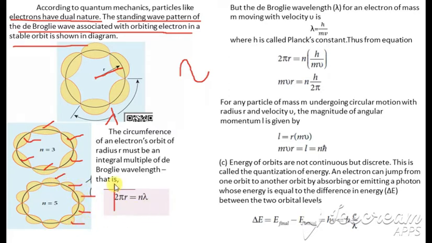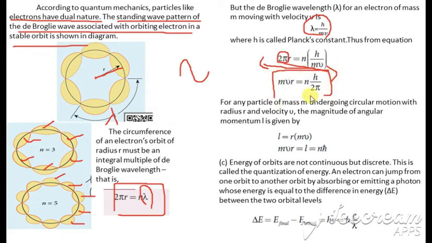It is given by 2 pi r is equal to n lambda. We know from the de Broglie hypothesis that lambda is equal to h by mv. So we substitute this value of lambda here, and we get 2 pi r is equal to n into h by mv. Now bring mv to this side and 2 pi down. So we get mvr is equal to n h by 2 pi.